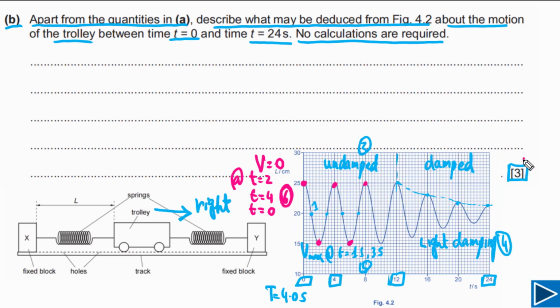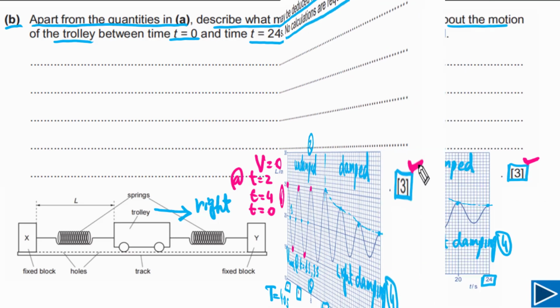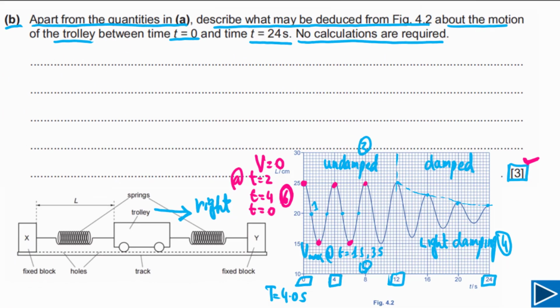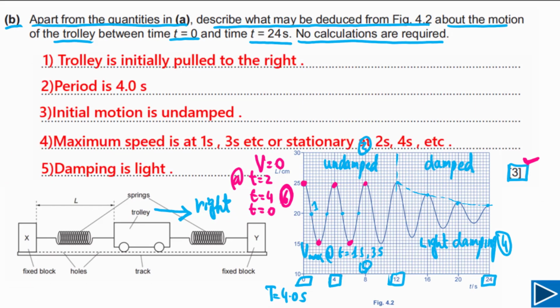And the question is asking us to write down only 3 points. If you write down any 3 of these points, you will get 3 marks. Now let me show you how we can write down a proper answer for this question. For this question, you can write down these points.